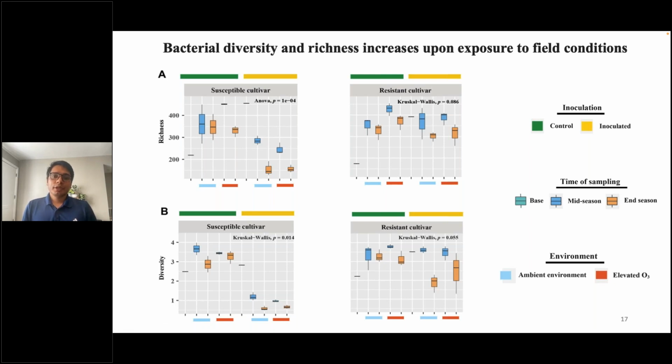Next, we wanted to see the effect of the inoculation and the elevated ozone and their interaction on overall microbiota diversity and richness in these phyllosphere microbial communities. So overall, the bacterial richness and diversity values, both during the mid-season and end season in both the cultivars, were higher as compared to that of the base samples, which we can see from here. This could be attributed to the low microbial colonization levels in the greenhouse grown base samples, with diversity and richness increasing upon exposure to the natural field condition.